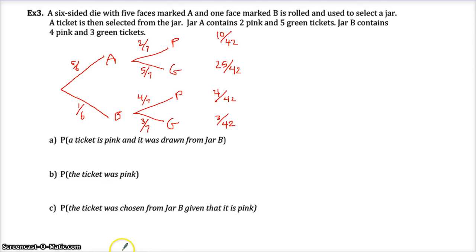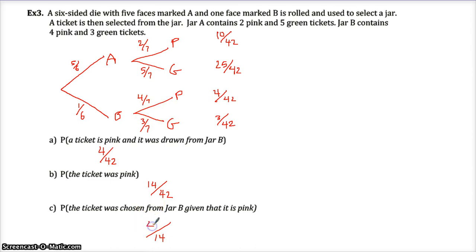Okay, we are totally gonna make this in time. Probability of the pink ticket, and it was from B. So B and pink has to be the 4 out of 42. It's nice that these denominators are the same in the 2 jars. Probability the ticket was pink. Well, that could be these 10 or it could be these 4. So that's a 14 out of 42, which reduces nicely, but I won't do that here. Ticket was chosen from jar B given that it's pink. Okay, so out of the 14 possibilities, or the 14 out of 42, but out of the 14 possibilities that it is pink, how many of those came from B?